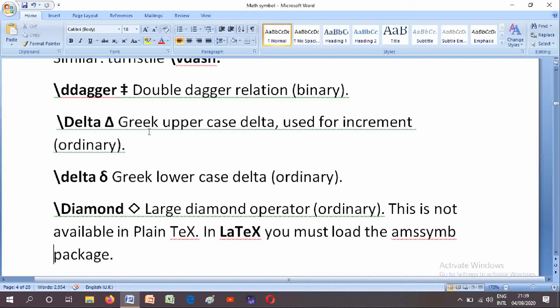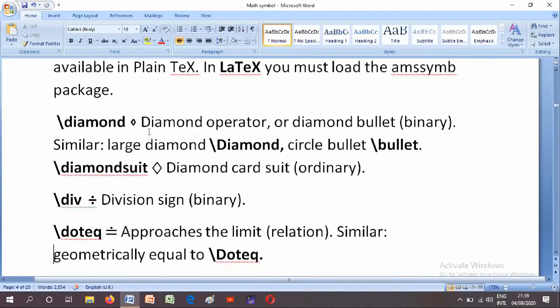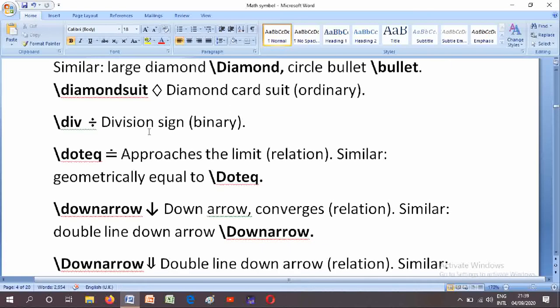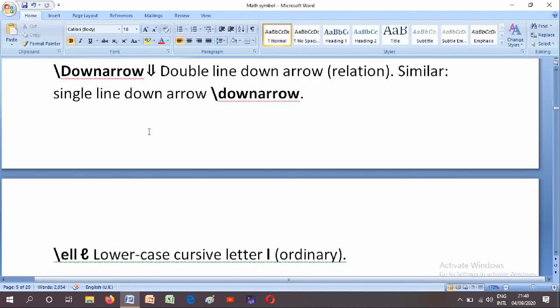Backslash Diamond, large diamond operator, ordinary. This is not available in plain LaTeX; you must load the AMS symbol package. Backslash diamond, diamond operator or diamond bullet, binary, similarly large diamond, backslash Diamond. Backslash diamondsuit, diamond card suit, ordinary. Backslash doteq, dot equals, approach to limit, relation, similarly geometrically equal to, Doteq. Backslash downarrow, down arrow, converge, relation, similarly double-line arrow is backslash Downarrow, and with single-line arrow, backslash downarrow.